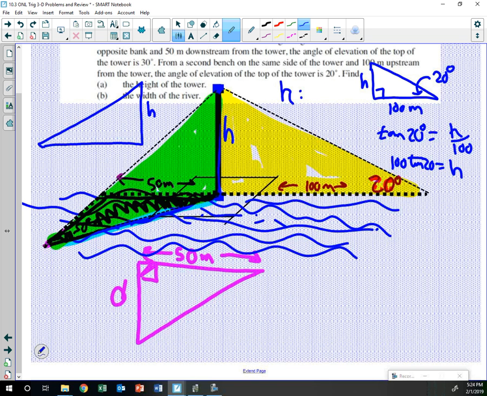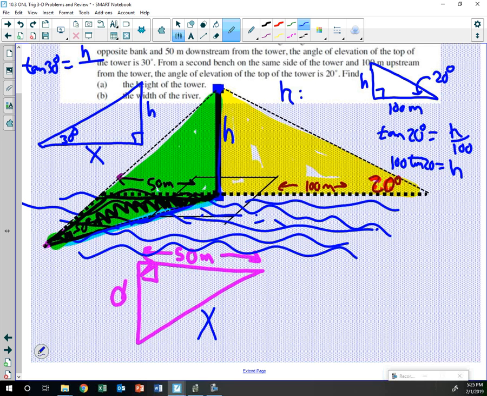It has an angle of 30. And if we knew this distance x, hard to see, but that's this distance here, and if you knew this distance x and 50, you could use the Pythagorean theorem to figure out d. So, the tangent of 30 is h over x, and we said h. I'm going to replace h right now.